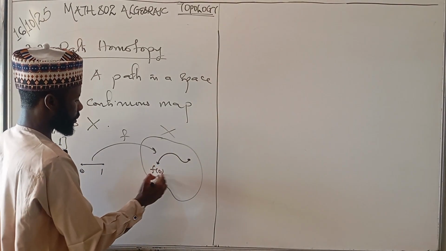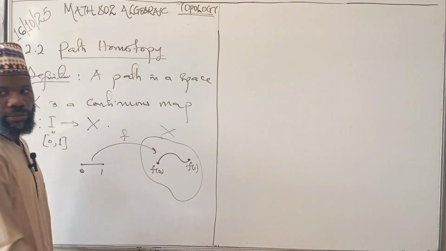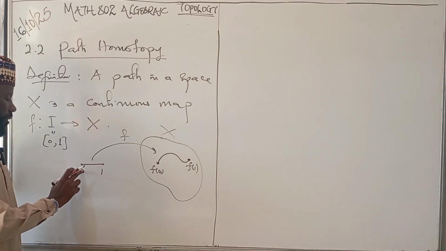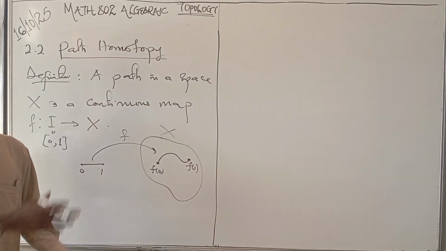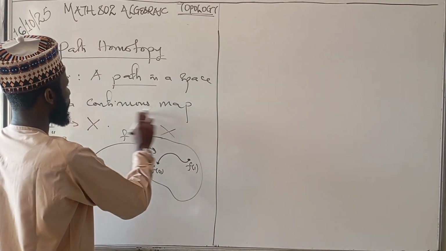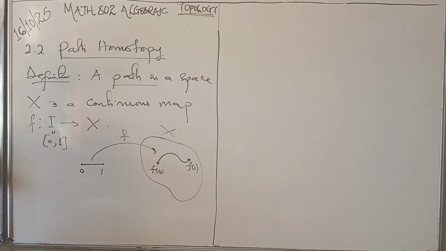So here will be the image of 0, and this will be the image of the point 1. So that is a path. Because the domain is a closed and bounded set, therefore over there, it must also be closed and bounded because the mapping is continuous. So that is the only requirement, that the map should be continuous and the domain of the mapping should be the interval 0, 1. And then we say it is a path from this point to that point.